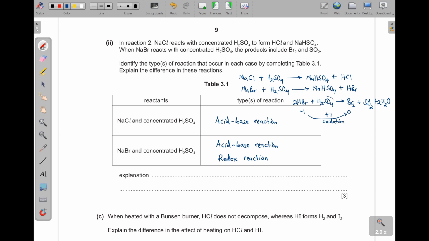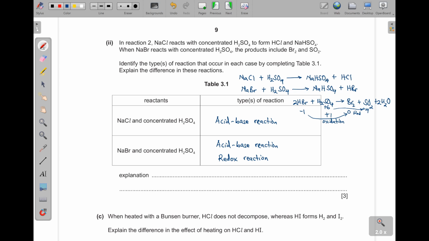Then this here for sulfuric acid, the oxidation state of sulfur is +6. But the oxidation state of sulfur here is +4. So this is reduction. You see that? So it is a redox reaction.